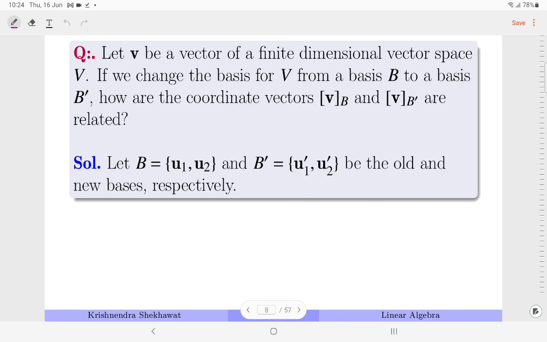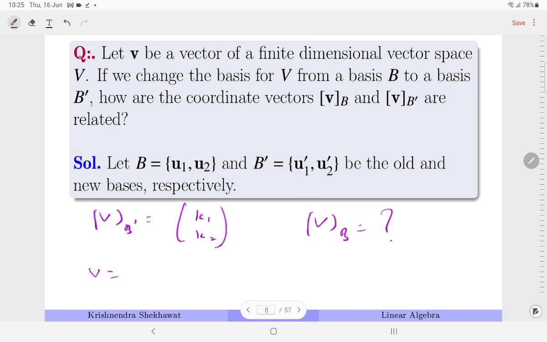So let's assume that there are two bases B and B dash, and we are given V_B dash, which means coordinates of vector V with respect to basis B dash. Please do remember the notations. And what needs to be computed? I want to compute V_B. Now these are the coordinates with respect to B dash.